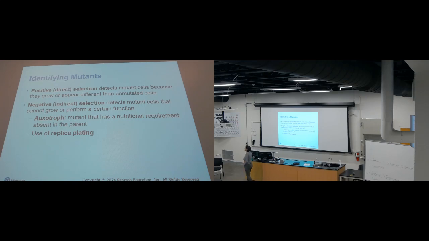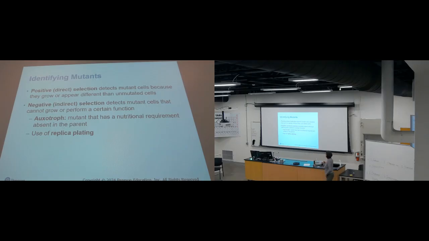Okay, now for identifying mutants. So we have a positive or direct selection and a negative or indirect selection. So in the positive, you will detect the mutant cells because they grow or appear different from the unmutated cells. So that's positive selection. Maybe there's a change in color. Maybe you have a colony of different shape or different size.